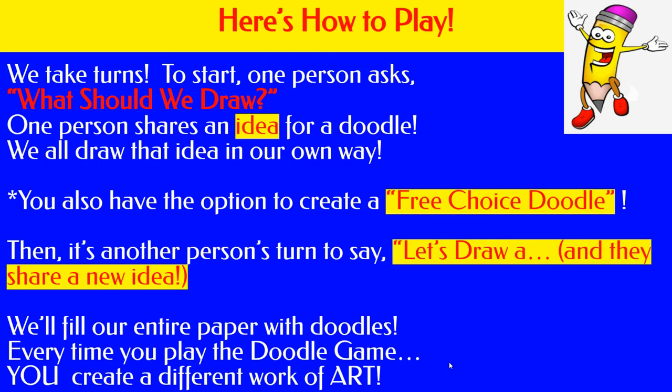Here's how to play. We take turns. To start, one person asks, "What should we draw?" One person shares an idea for a doodle. We all draw that idea in our own way. You also have the option to create a free choice doodle if you're not familiar with the idea or would rather draw something else. And then it's another person's turn, and they'll say, "Let's draw and share a new idea." We'll fill our entire paper with doodles. And every time you play the doodle game, you create a different work of art.